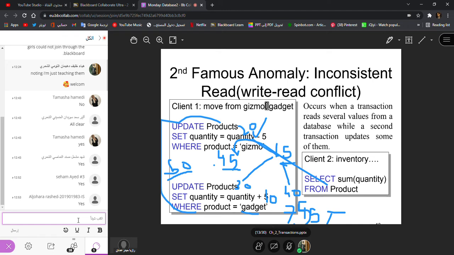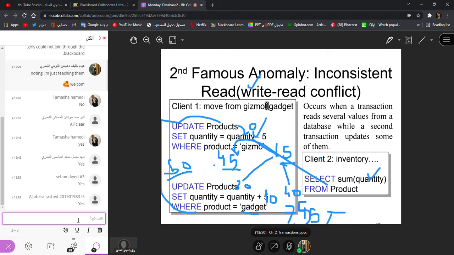Okay, so this is the inconsistent read, and this is because of the write-read conflict, because transaction 1 is writing and transaction 2 is reading at the same time. So it should not happen that way. First transaction 1 should finish its writing, then transaction 2 should start reading. But it is happening wrong here. Transaction 1 is writing and at the same time transaction 2 starts reading the same data element.